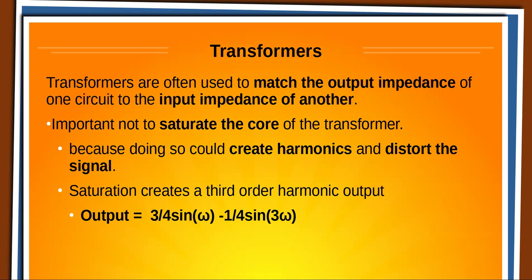If you're using the transformer as an impedance match, obviously you've got to make sure you're not saturating the core again, because you're going to get those weird effects, which also creates third and fifth and other order harmonics, probably mostly third order. And if you look at the equation down there, the fundamental frequency is going to be reduced down to like 3/4, and the rest of that power is going to be generating a third harmonic.